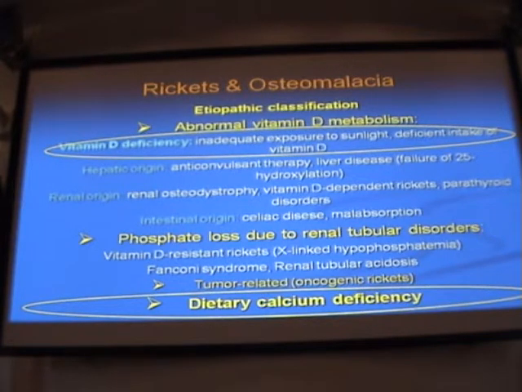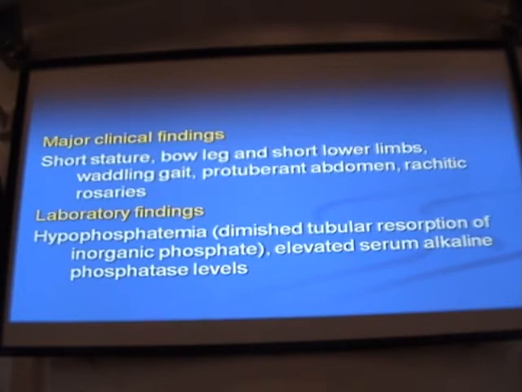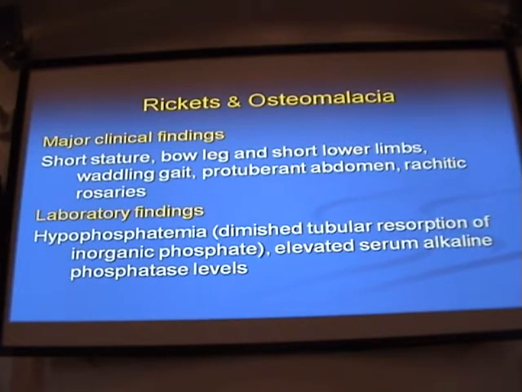Rarely we diagnose so-called oncogenic rickets. It is a disorder of calcium phosphate metabolism in patients suffering with tumors. Major clinical findings of rickets and osteomalacia are short stature, bow-leg and short lower limbs, waddling gait, protuberant abdomen, rachitic rosary. At the end of the 19th century and the beginning of the 20th century in Europe there was an epidemic of rickets, and it was a threat to parents.